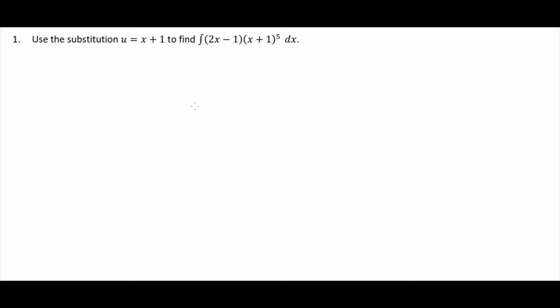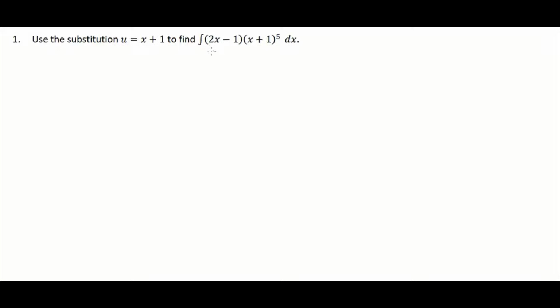Okay, so let's look at example 1. You remember the idea of integration by substitution is to form a new integral in terms of a new variable. As you can see, the original integral is in terms of x. Then we have a substitution u equals x plus 1. Our target here is to form a new integral completely in terms of u. Okay, how can we do that?